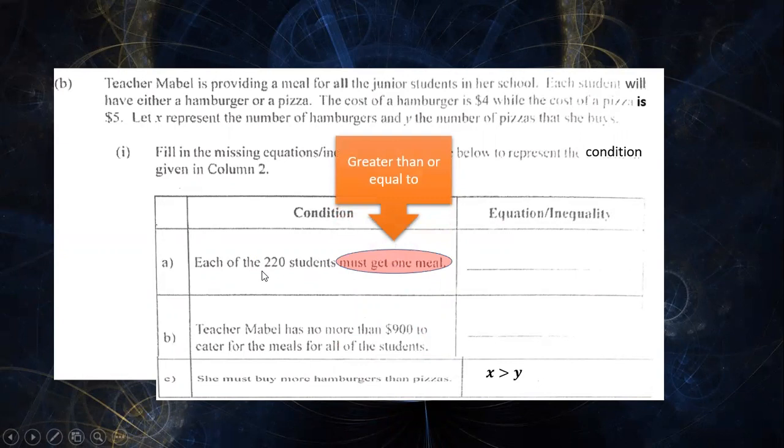Each of the 220 students must get 1 meal. So this can translate to greater than or equal to 1. That's a fair deal as well. So the number of hamburgers plus the number of pizzas must be 20 or greater, greater than or equal to 20. So if they're X and Y respectively, then X plus Y is greater than or equal to 20. Any questions there?